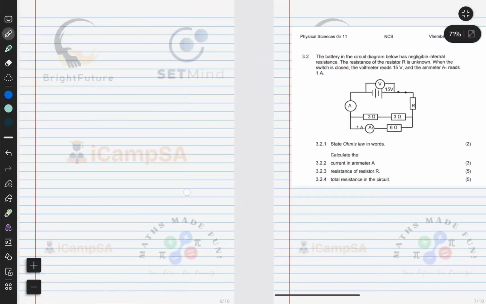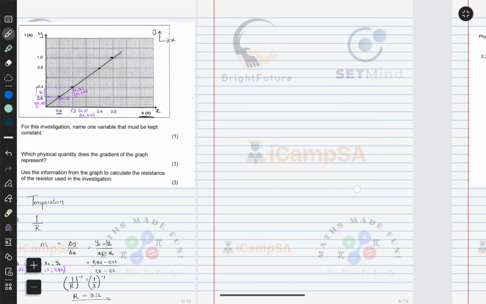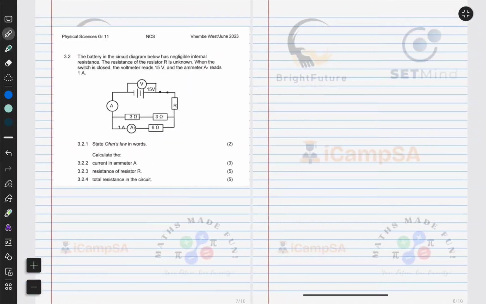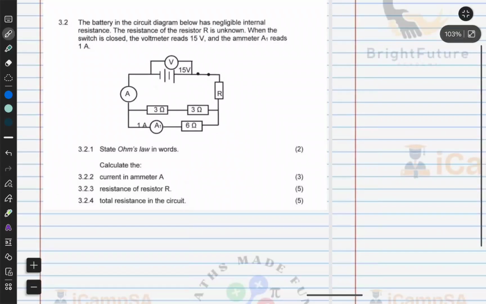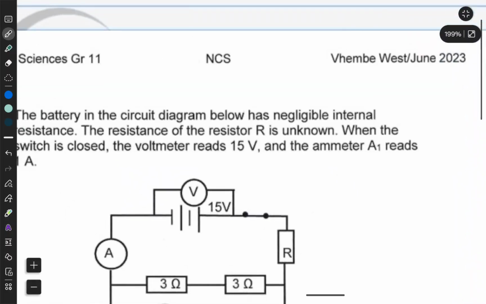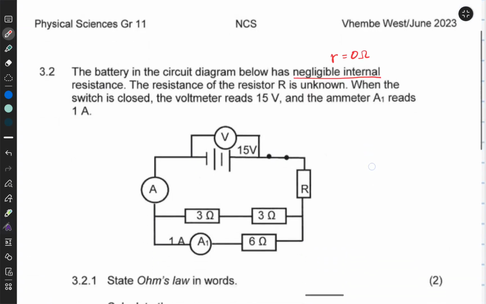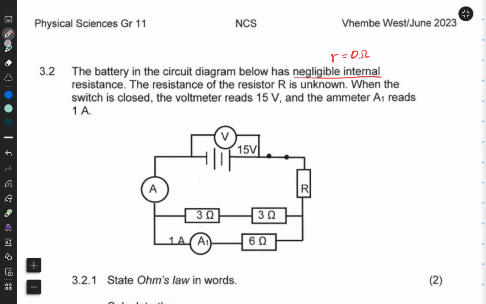Okay, so let's continue. This is our 3.2. We have a battery in the circuit diagram below that has a negligible internal resistance. Remember, this means our small r is 0 ohms. The resistance of the resistor R is unknown. When the switch is closed, the voltmeter reads 15 volts, that's this guy, and the ammeter A1 reads 1 amp. Okay, we see it there.